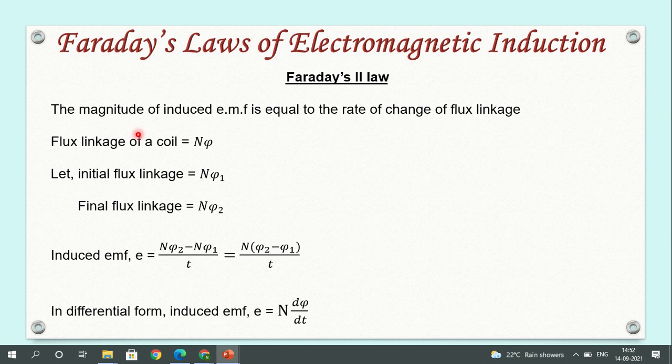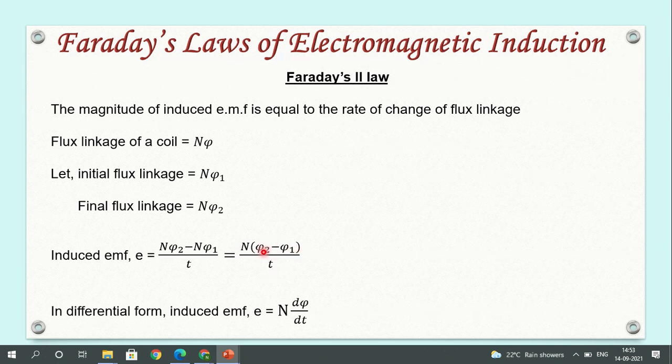According to Faraday's second law, induced EMF is equal to the rate of change of flux linkage, that is, change in flux linkage divided by time. Here the change in flux linkage is final flux linkage minus initial flux linkage, that is n into phi2 minus n into phi1. To get the rate of change we divide the change by time, since this change occurs during a time interval t. We can take n common outside, so n into phi2 minus phi1 divided by t.